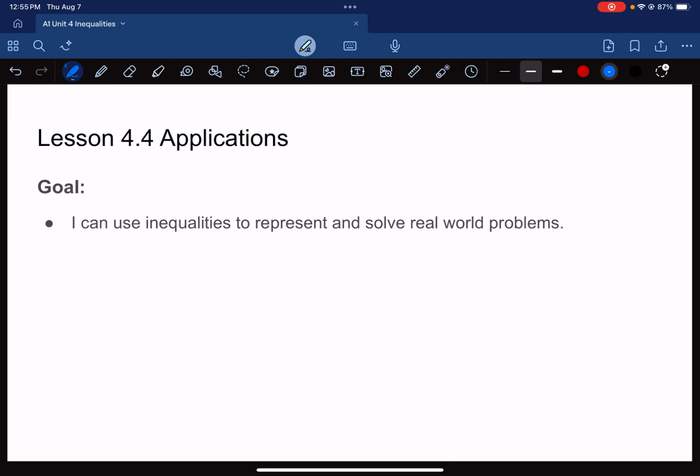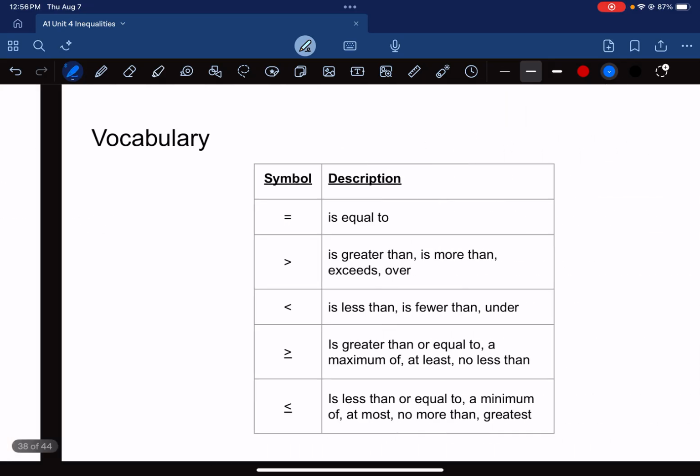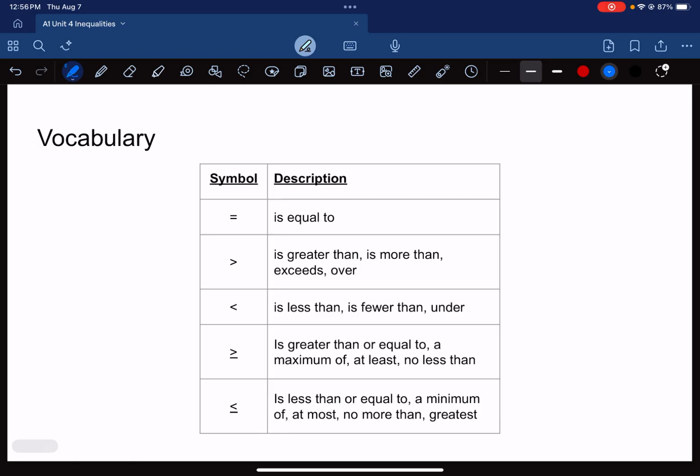This is lesson 4.4, applications for Unit 4 in Algebra 1. The goal for this lesson is I can use inequalities to represent and solve real-world problems. So we're going to write some inequalities and then figure out what values the story problem's looking for, right?